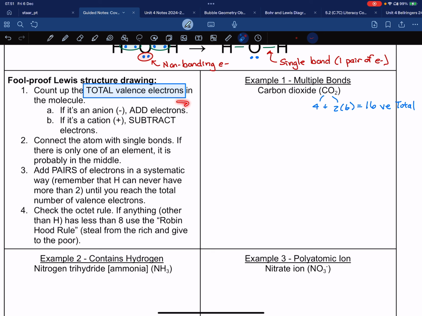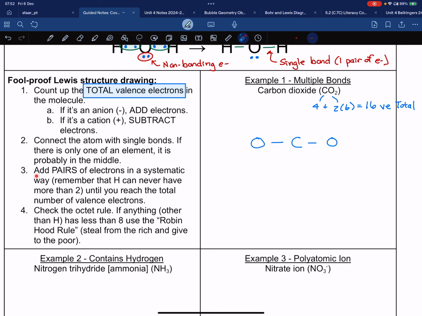I don't have to worry about whether it's an anion or a cation, positive or negative. I'll do that later. Next thing I do is connect the atoms with single bonds. If there is only one of an element, it is probably in the middle. There's only one carbon, therefore carbon goes in the middle. That means an oxygen on either side, and I have connected them with single bonds. Now at this point, I have 4 valence electrons shown, but I need 16 total. So I'm going to need to add 12 more.